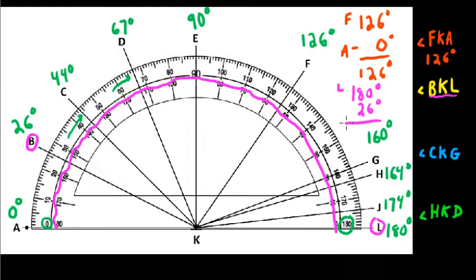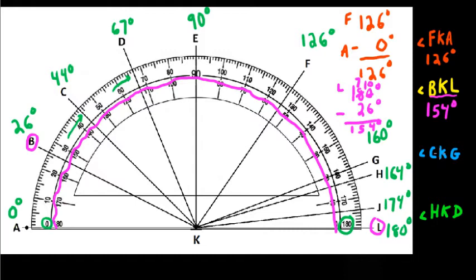Now we just subtract. Can't take 6 away from 0, so I have to borrow from the tens digit. That becomes a 7, this becomes a 10. 10 take away 6 is 4. 7 take away 2 is 5. And 1 take away nothing is 1. So our answer for angle BKL is 154 degrees.